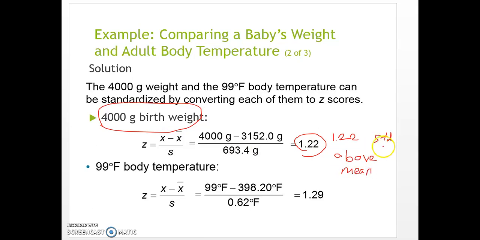Right, standard deviations. Now, for the 99 degrees body temperature, the z-score turns out to be 1.29. So it's still greater than 0. So the z-score indicates 99 degrees is 1.29 standard deviations above the mean.